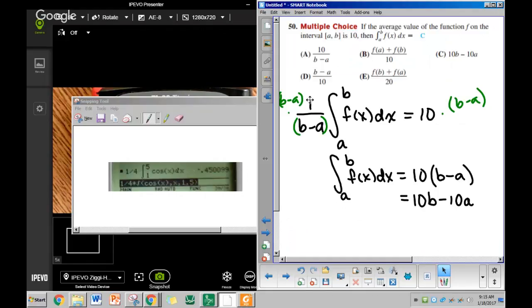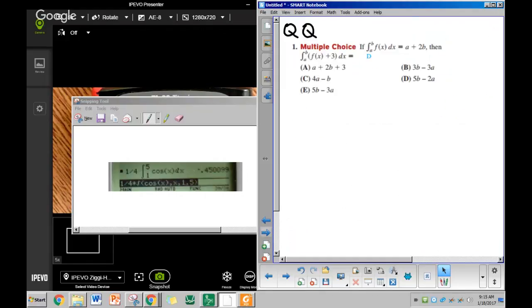All right. Quick quiz. If the integral from a to b is equal to, okay, can we bust this integral up? Can we say the integral from a to b of f of x plus 3 dx is equal to what?